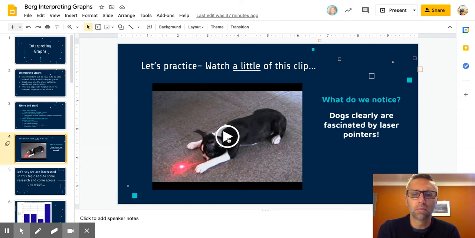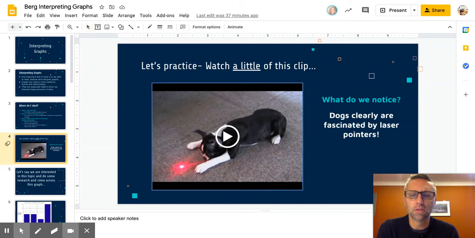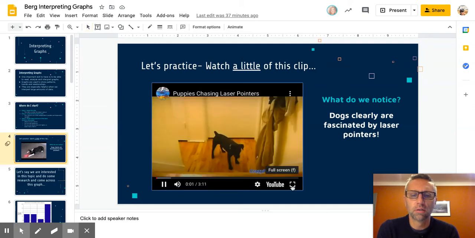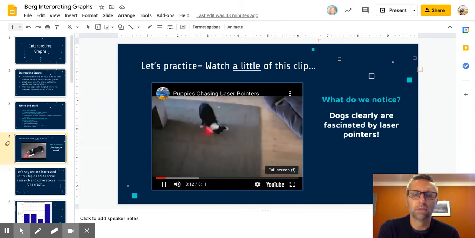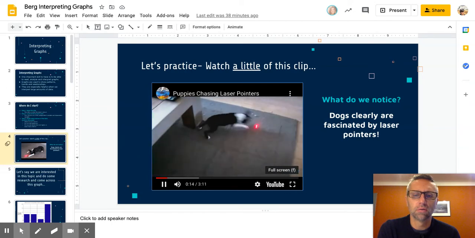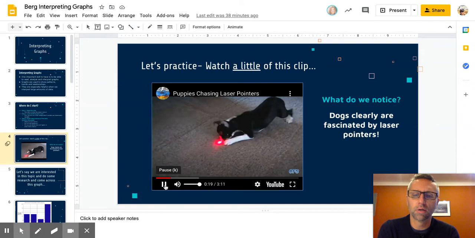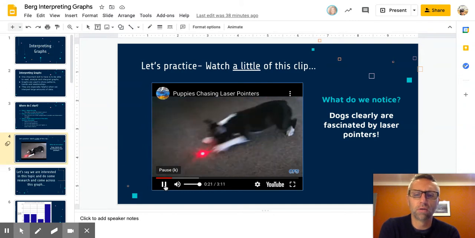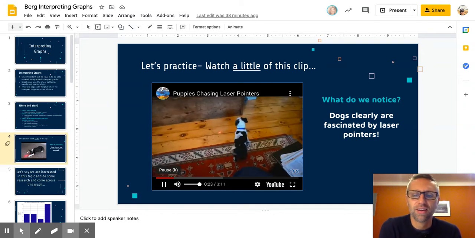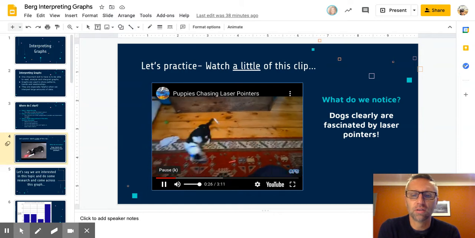So let's look. We know that all of our science information starts with observations. Let's look really quick. You may notice as you go through that sometimes dogs, they love laser pointers. I'm not going to show you 3 minutes of that. If you want to look at the whole video, it will be available in the slideshow without the audio.